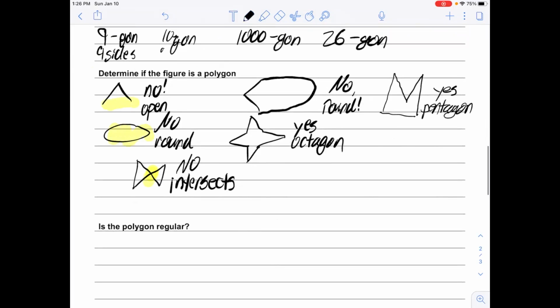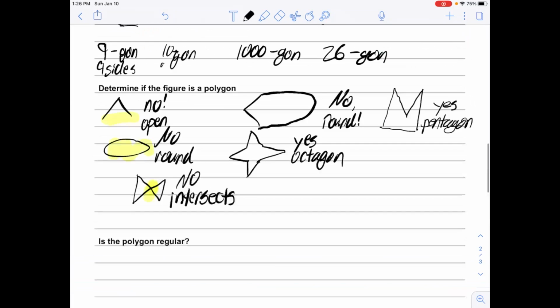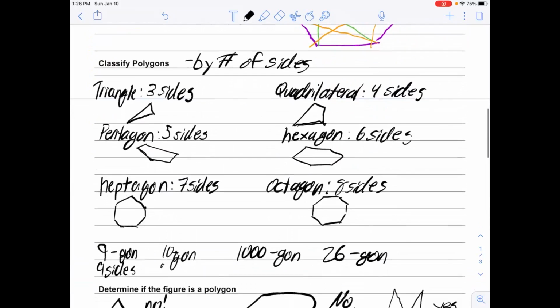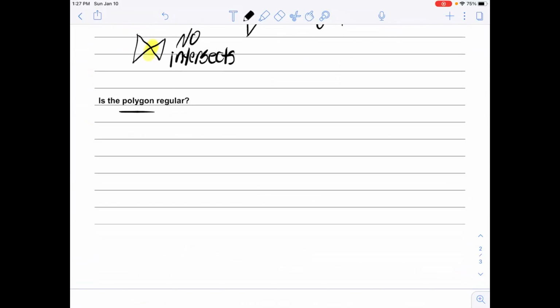So the last thing we need to be able to tell is if a polygon is regular. A regular polygon, checking the definition up here, is a polygon with all congruent sides and all congruent angles. So for example, if I had a hexagon that looks like this, and I had these little lines on all the sides, and then these little curves in all the corners, that tells me that all of the angles are the same and all of the side lengths are the same. That means that this is a regular polygon.